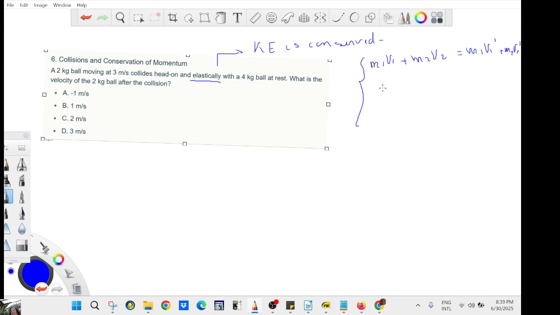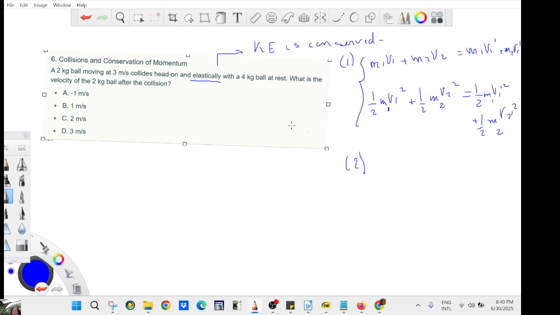And if kinetic energy is conserved, it means that the total kinetic energy before, 1/2 m1 v1 squared plus 1/2 m2 v2 squared, equals the kinetic energy after, 1/2 m1 v1 prime squared plus 1/2 m2 v2 prime squared. If you play with those, you get your first equation. The second equation is a headache, but if you play with those two equations, you find the one that you have to remember.